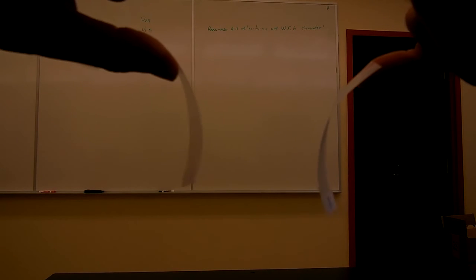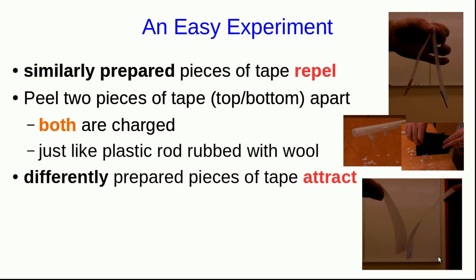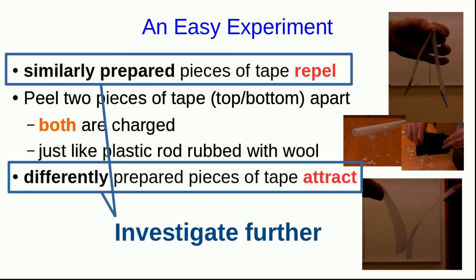If you bring the top and the bottom pieces of tape together, you'll find that they're attracted to each other. Remember that before, when we had 2 pieces of tape that we'd prepared in identical ways, they repelled each other. But now we have 2 pieces of tape that we've prepared differently. One of them was peeled off of the other, and we see that they attract each other. There is something complicated going on, and we need to investigate it further.